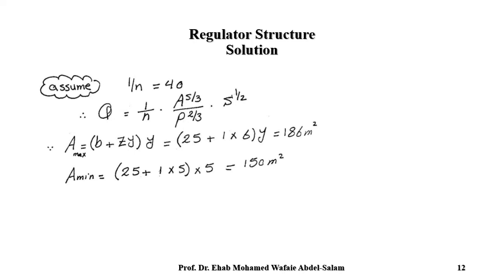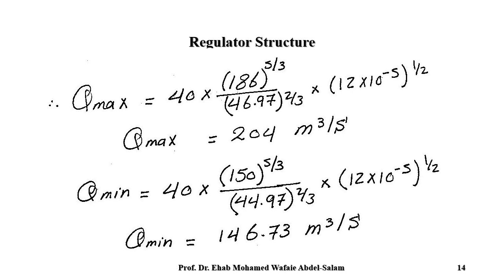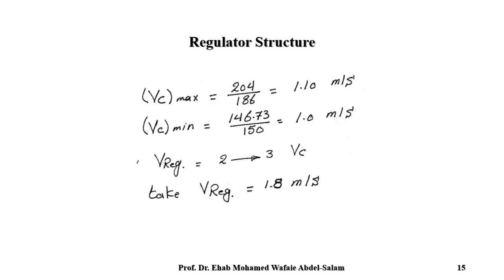Calculation for hydraulic calculation. We assume 1 over n for Manning equal 40. This is the equation for Manning. We can calculate A maximum and A minimum, P minimum and P maximum, Q maximum and Q minimum, V canal maximum and V canal minimum. This is the range we have.